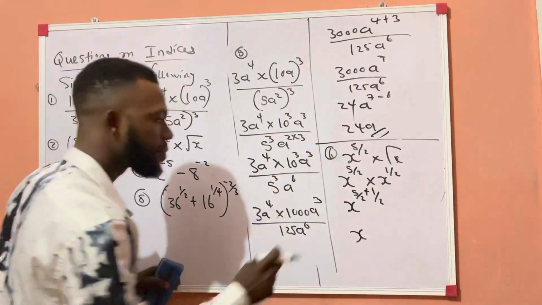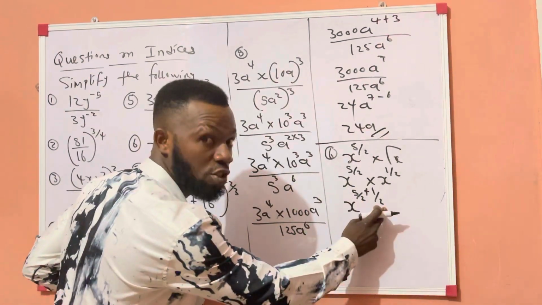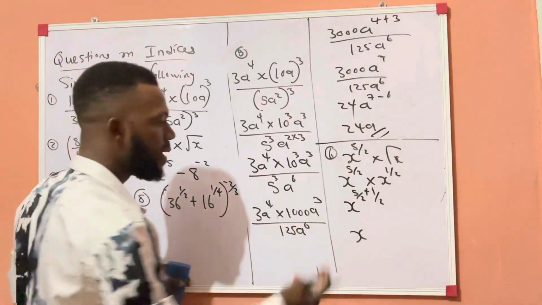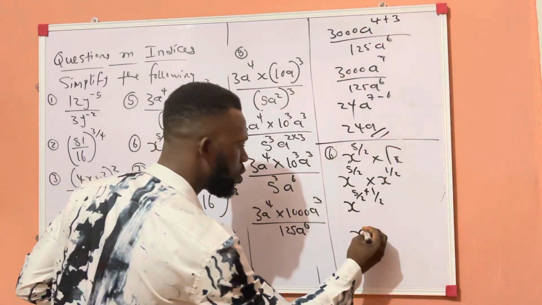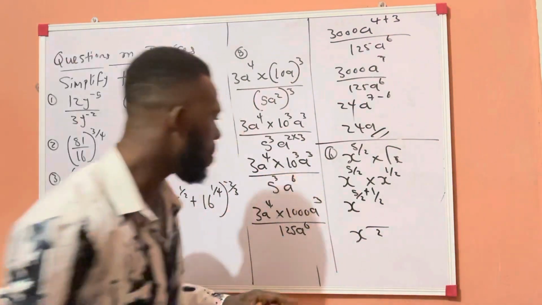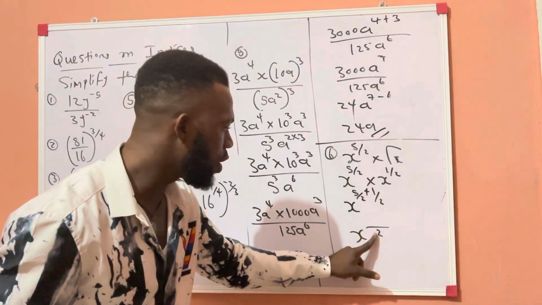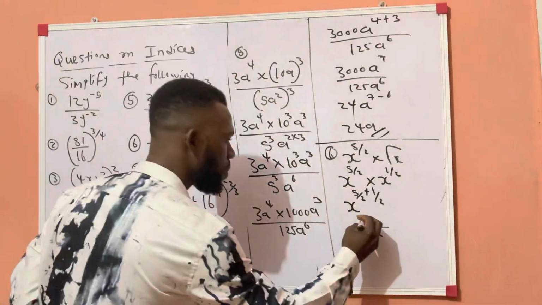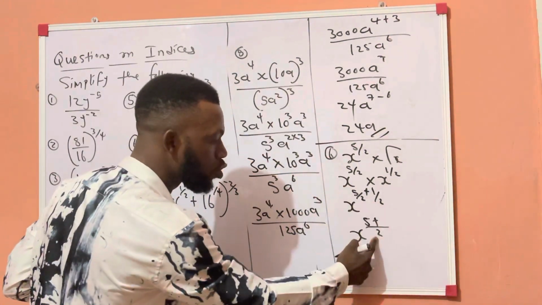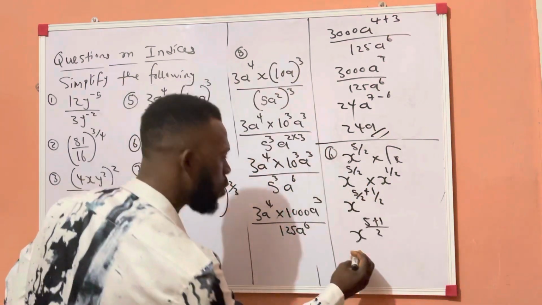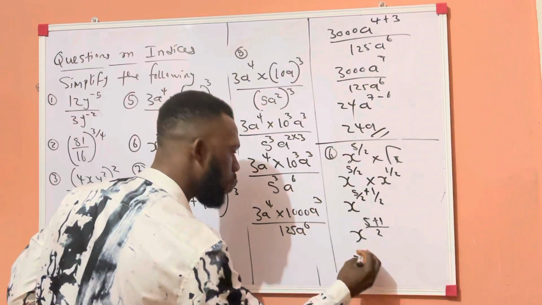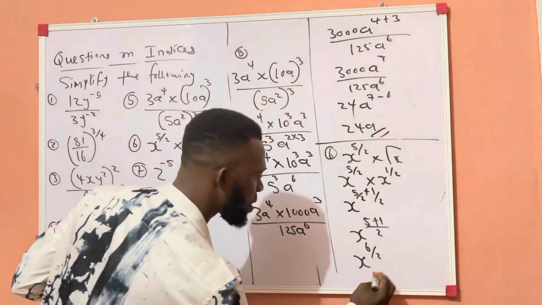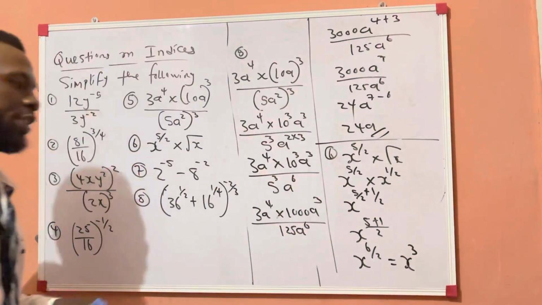Now you will notice that my denominator is 2, my denominator is 2. And what sign separates them? A plus sign. So what do we do? We look for the LCM. The LCM of 2 and 2 is 2. Now, how many times will 2 go into 2? 1 time. Then 1 times 5, which is the numerator, will give us 5. Plus 2 into 2 is 1, 1 times 1 will give us 1. So what do we have? x raised to the power of 5 plus 1 is 6 over 2. And now 6 divided by 2 will give us 3. So our final answer becomes x raised to the power of 3.